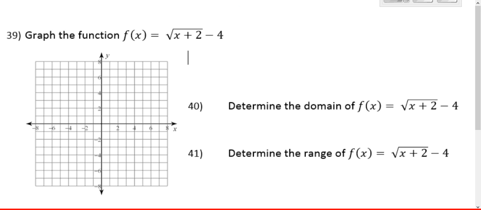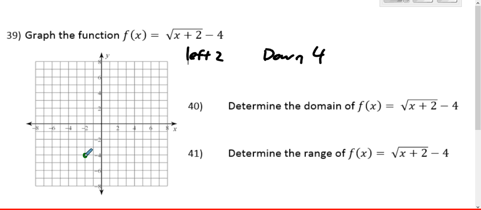So more like the graphing that we were doing a little bit ago. This plus 2 means that we're actually shifting left 2. The minus 4 at the end means you're shifting down 4. So it's left 2, down 4. That's where we start this graph. And then you go through all your square roots.